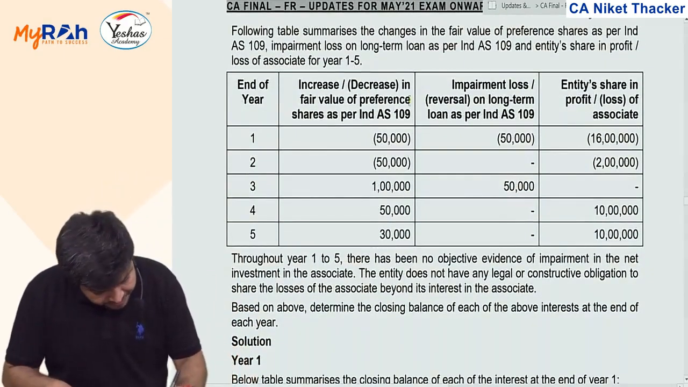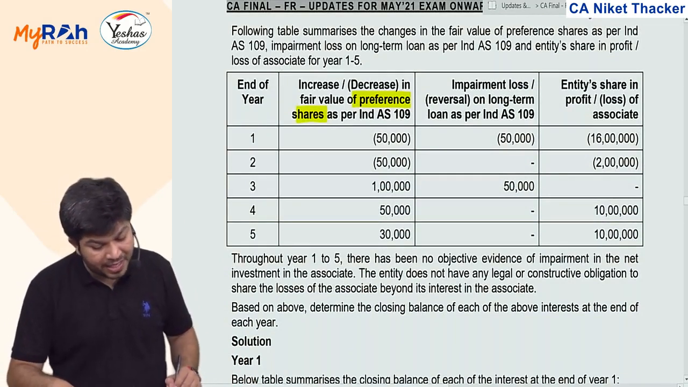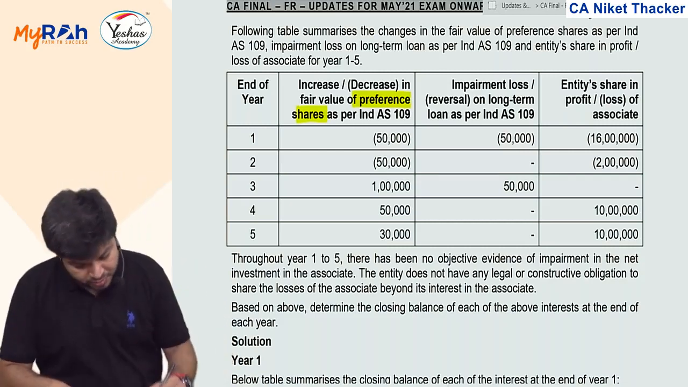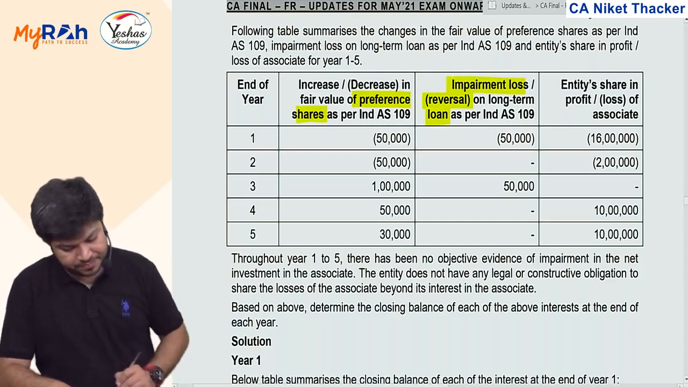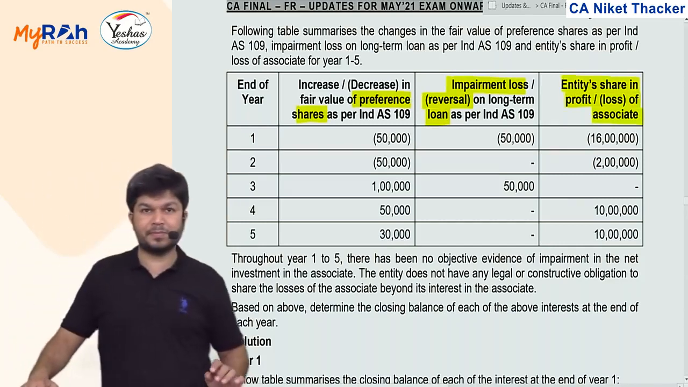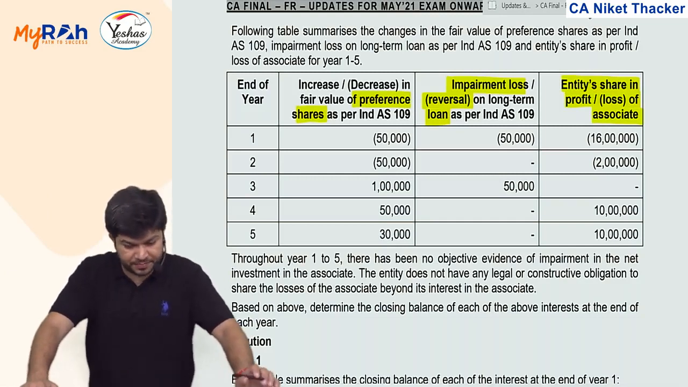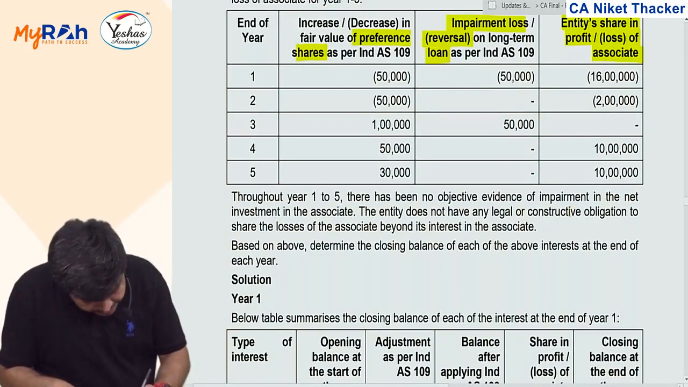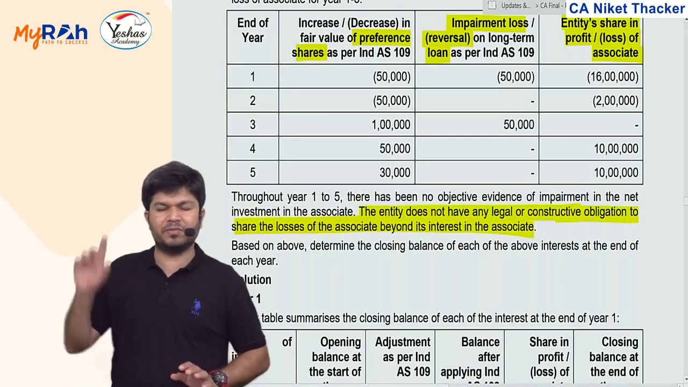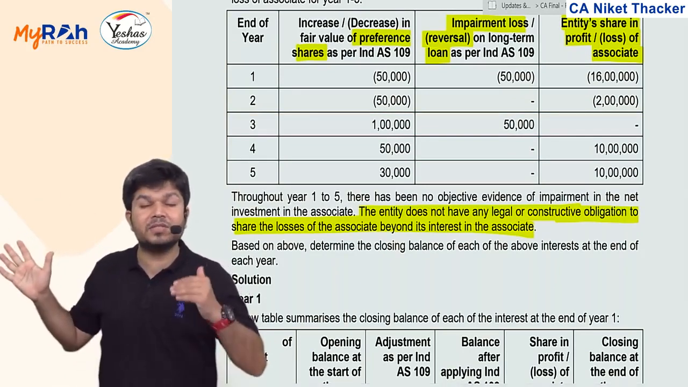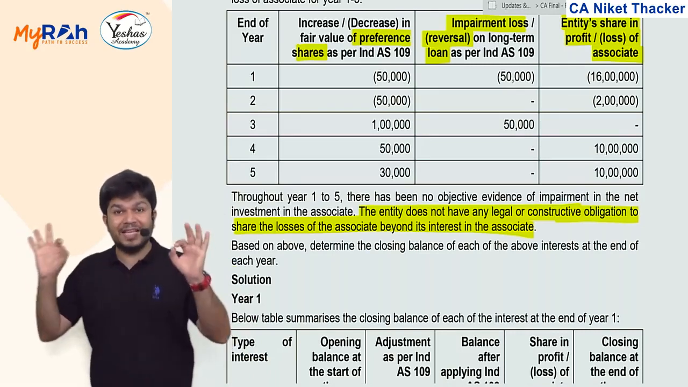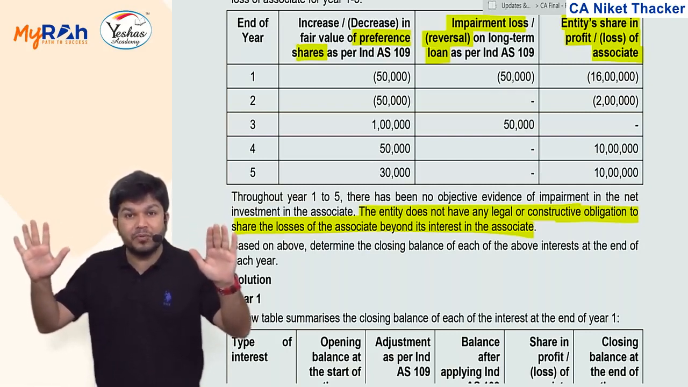For preference shares, the increase or decrease in fair value is given as per 109. For loans, impairment loss or reversal is given, and then there is the entity's share in profit or loss of the associate. The entity does not have a legal or constructive obligation to bear the loss beyond its interest. So if investment in equity, preference, and loans become nil, extra loss is not to be provided.